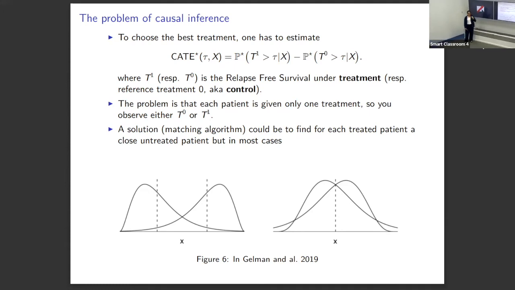So the problem is in your data. You know that this individual took treatment or no treatment, but you don't have the data for the same individual under each treatment. So the simplest solution is what we call a matching algorithm. So let's say you get someone who has been treated. You can look into your data and find someone who has not been treated and who has the same features. So it can be like a digital twin of the first one.